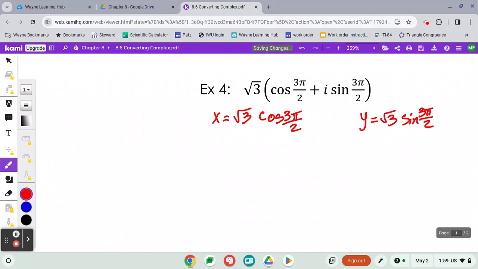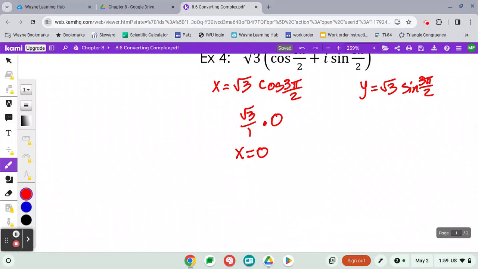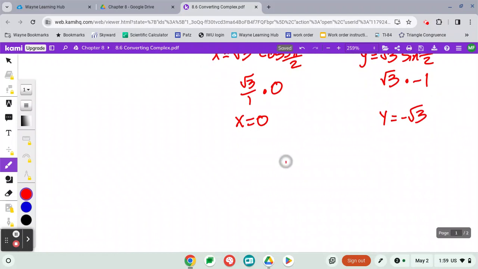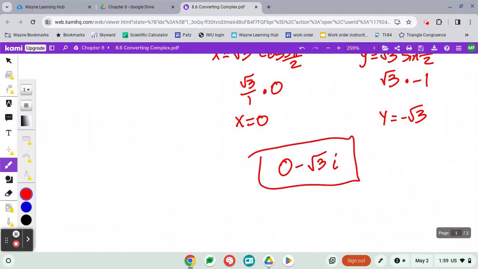And the cosine, so that's square root of 3 over 1 times 0. So we'll get a 0 for x. Meanwhile, our y, square root of 3 times a negative 1. And so y will be negative square root of 3. And we'll see then if we put that in rectangular complex form, 0 minus square root of 3i. That is our answer.